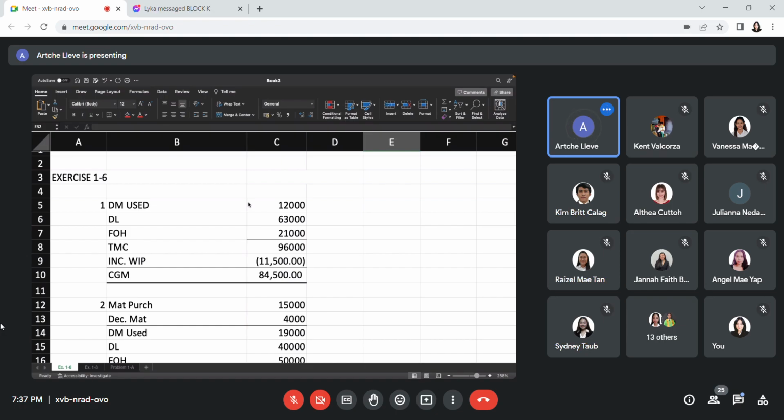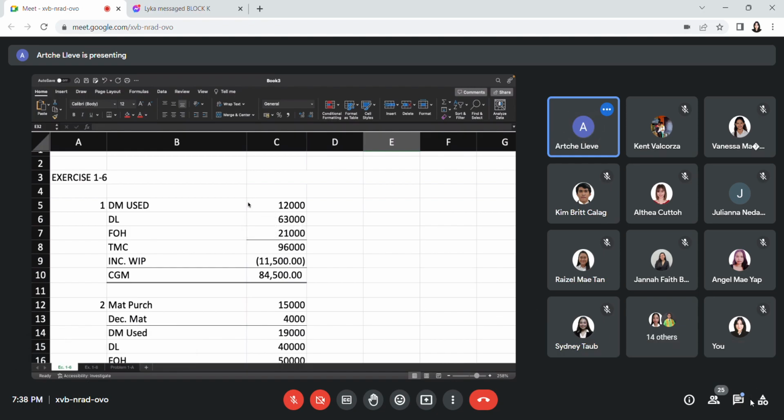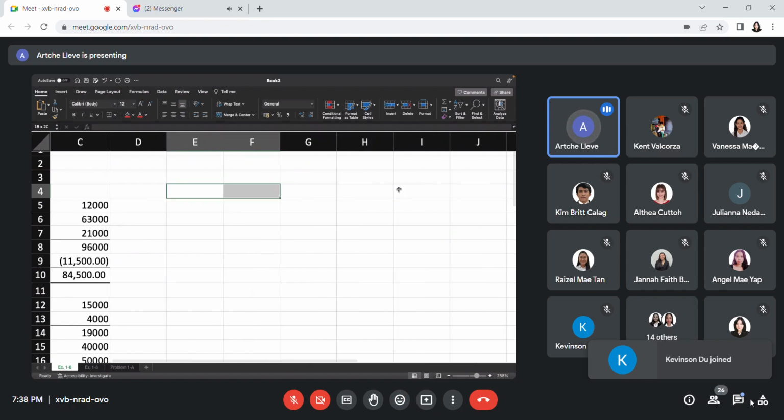Now take note, you have here increase in work in process. So what does increase in work in process mean? It means that if you are to compare your beginning balance and ending balance of work in process, it simply means that your ending balance is bigger. So there's an increase in the balances of your work in process. So if I'm going to have that one in a T account, so for example, this is your T account.